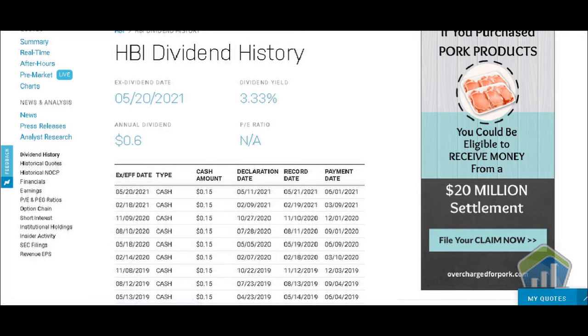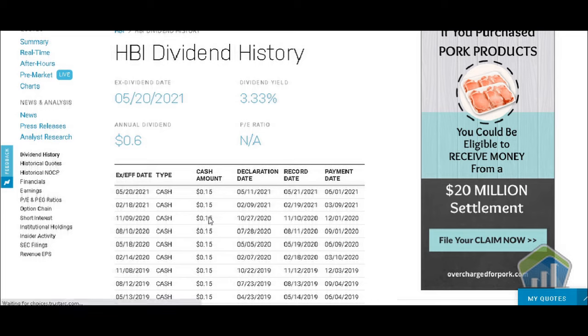So what we're going to do is push forward to HBI Dividend History, right? We have an ex-dividend date of May 20th, 2021. We have a dividend yield of 3.33%. We have an annual dividend of 60 cents, and then they're not showing the PE ratio. So right now we have the cash amount dividend paid out quarterly of 15 cents. So each share that you own of Hanesbrands is going to pay you 15 cents a quarter, right?